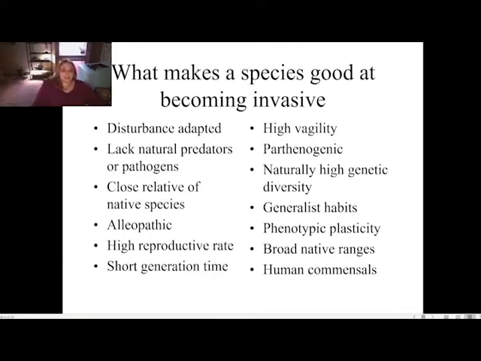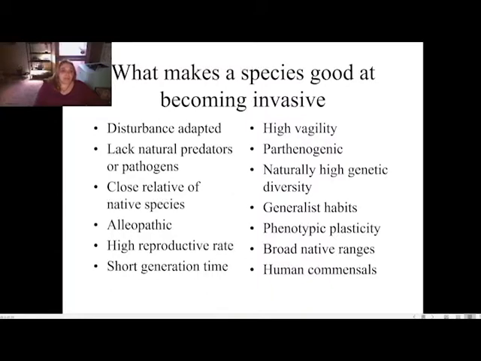They also typically lack natural predators or pathogens. So if there's nothing getting rid of them, they're going to be able to survive more easily. A lot of times they are close relatives of native species, and that is helpful because they will share similar diets, nutritional needs and environmental needs, meaning they are able to survive in that environment.